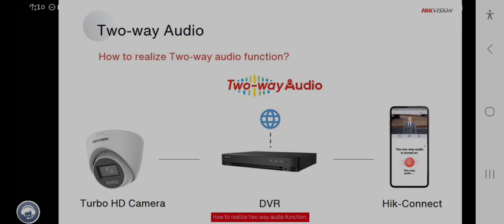How to realize the two-way audio function? From the working topology you can see that two-way audio represents audio transmission between a front-end device and a back-end device, like DVRs, or a device management platform, like Hik-Connect. To realize two-way audio we need DVR devices which can access the internet, so that they can be added on HC. Via DVR devices we can use HC to speak to the Turbo HD channel in real time, and the opposite audio transmission is supported as well.